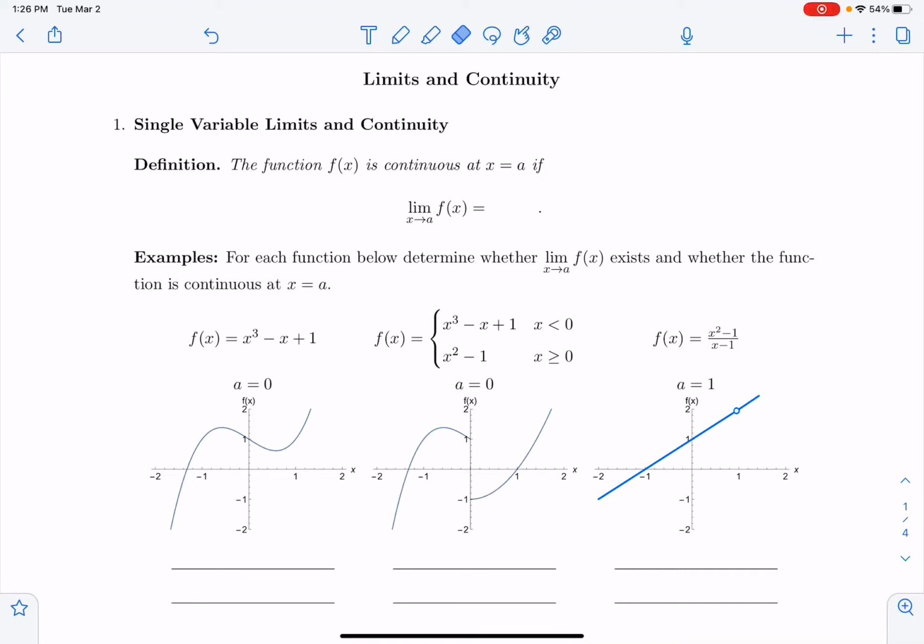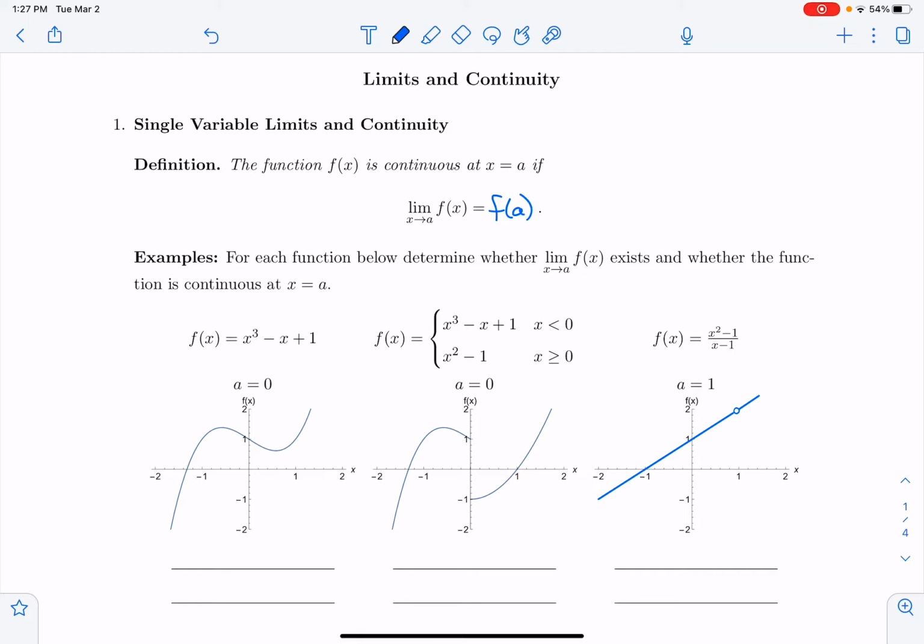Let's recall some facts about limits and continuous functions from single variable calculus. For example, we defined a function f of x to be continuous at the point x equals a if the limit as x goes to a of f of x is equal to f of a. So not only do we need the limit as x goes to a of f of x to exist, but for that function to be continuous, that limit must equal f evaluated at the point x equals a.